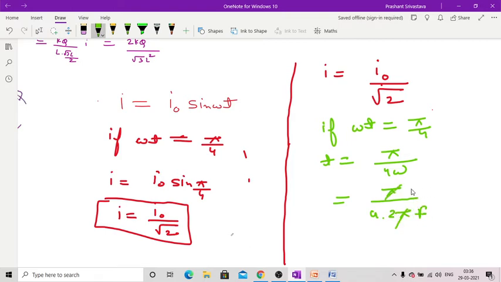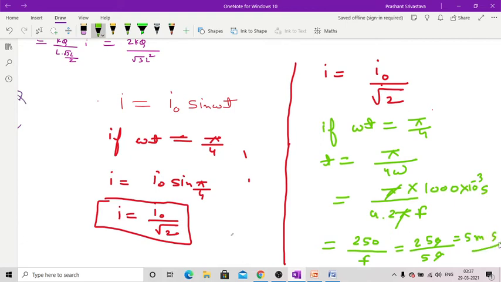Pi is cancelled out. To change into millisecond, we multiply with 1000. Then this is 250 divided by f, and you know that frequency is 50 hertz. Then 250 divided by 50, 0 cancels out, and this answer is 5 millisecond. Final answer is 5 millisecond.